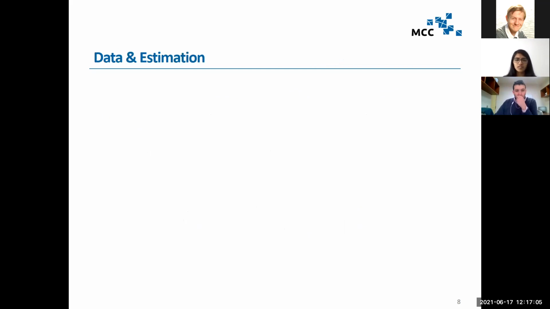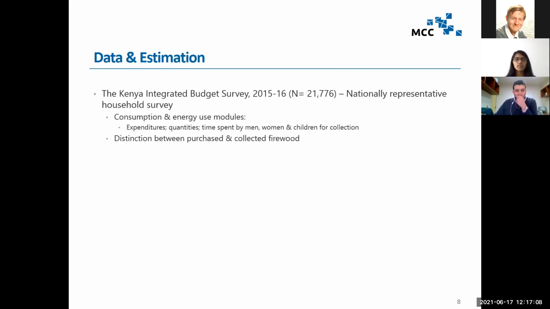I will now move on to some empirics. So we draw data from the Kenya Integrated Budget Survey for 2015-16, which is nationally representative. And it also provides detailed data on consumption and energy use. So we have data on the expenditures incurred over the last month for each of the fuels and the quantities that the households purchased. We also have data on the time spent by men, women, and children in the past week to collect each of the fuels, so for collected firewood and other biomass, etc. And the survey also distinguishes between purchased and collected firewood.